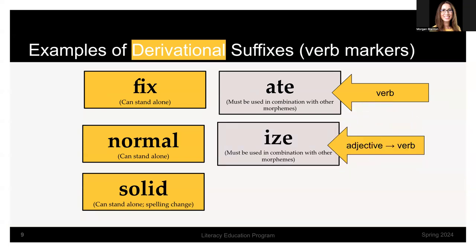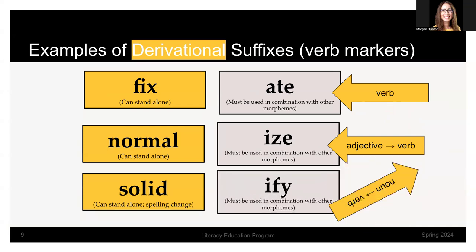Normalize. Normal is an adjective, and then to normalize something, to normalize a way of doing things, that's a verb. So ize makes it a verb. And then solid becomes solidify. So solid is a noun, but if something solidifies, or if you put it in the freezer so it will solidify, then it becomes a verb.